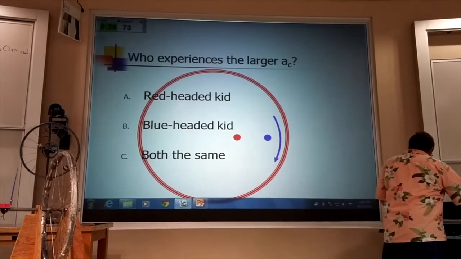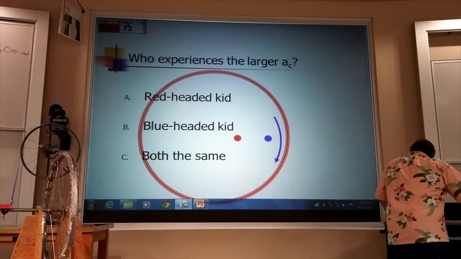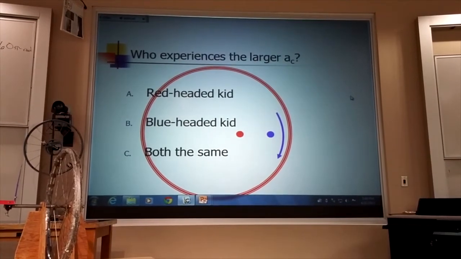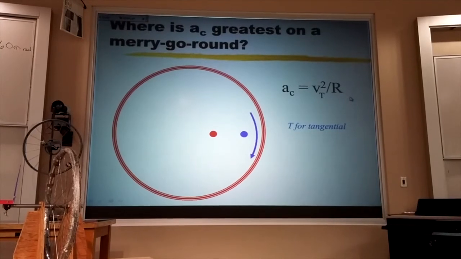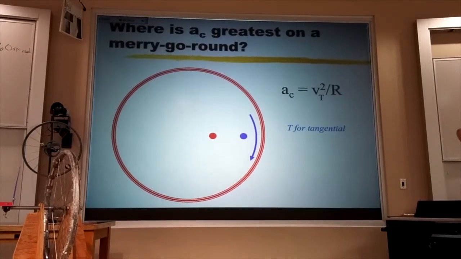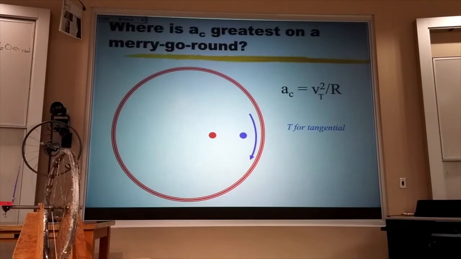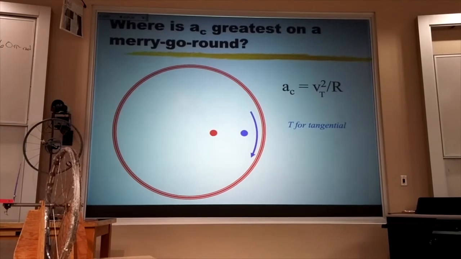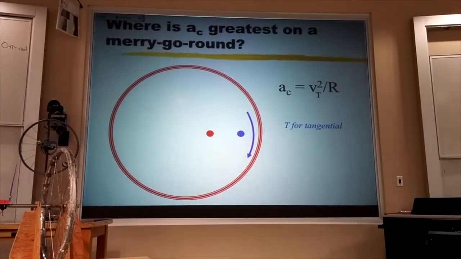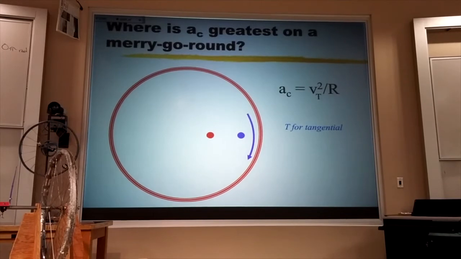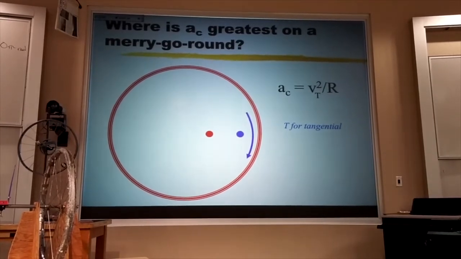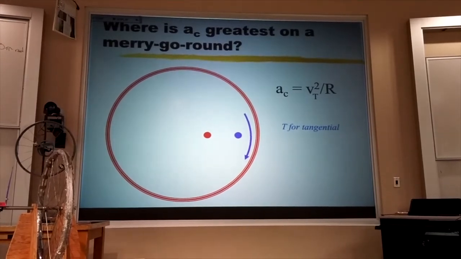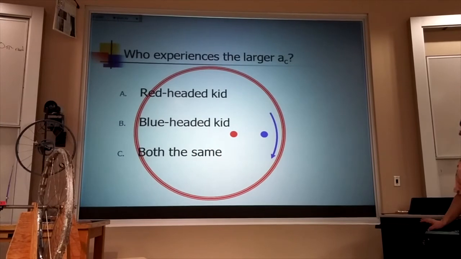Let's see how we did here. Whoa, we don't know. And folks, that's okay. Because when I write centripetal acceleration this way, it's kind of confusing. The blue-headed kid has a bigger tangential velocity, but the blue-headed kid also has a bigger radial distance, r. And one of those is trying to make that acceleration bigger, one is trying to make it smaller. So let's look at it another way.